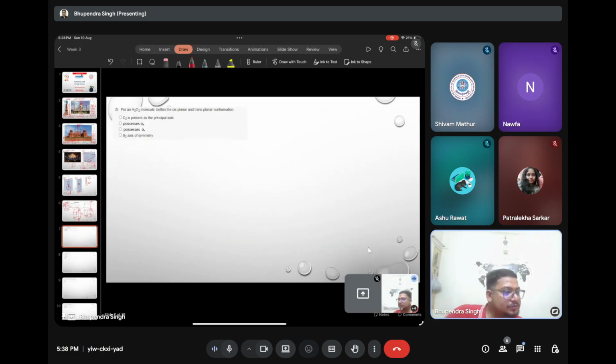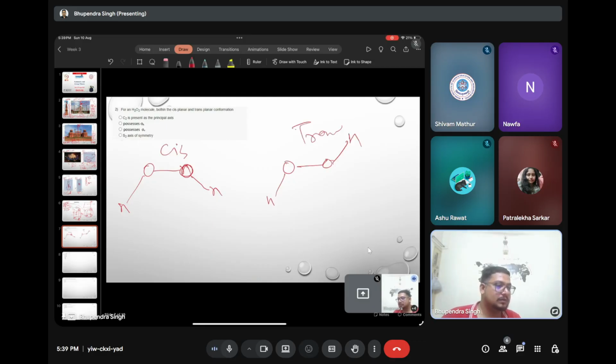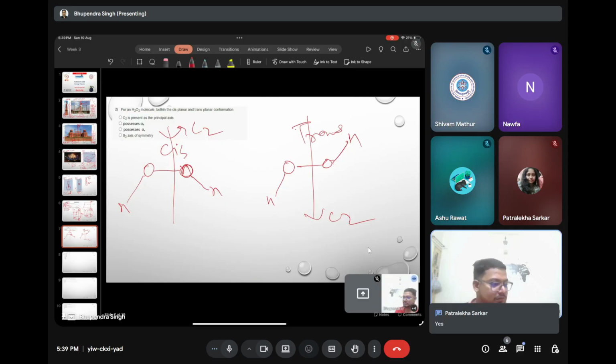Anyway, next question. For an H2A2 molecule, both cisplanar and transplanar conformation. This I already told you, I think. Okay, anyway. This is O, H, H. This is cis, this is trans. Now tell me, C2 is present as a principal axis. C2 is present here. I believe so. C2 is also present here. C2 is present. Correct? Yes. C2 is present.